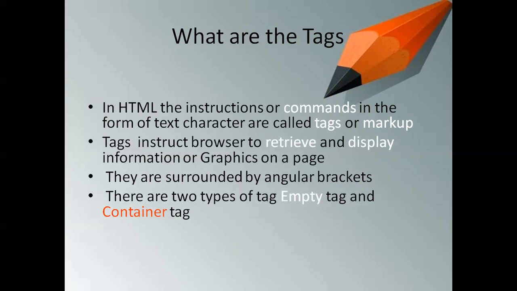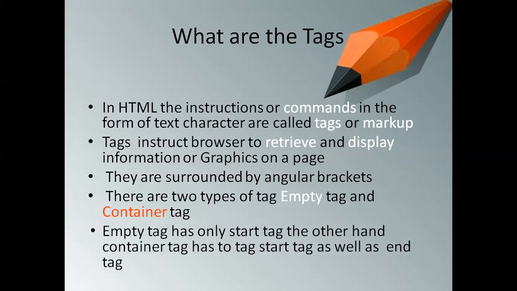There are two types of tag: empty tag and container tag. An empty tag has only a start tag, whereas a container tag has two tags: a start tag as well as an end tag. How can you recognize whether it is empty or container? If it has only a start tag, then you can understand it is empty. If it has a start as well as an end, written two times, then it is a container tag, and it instructs the browser to retrieve or display information.